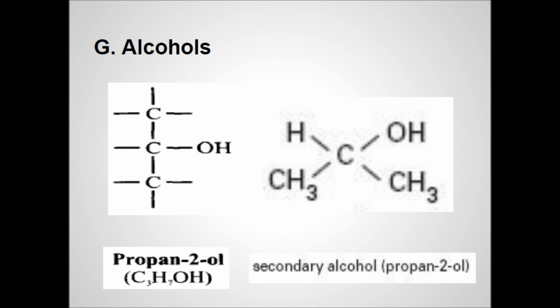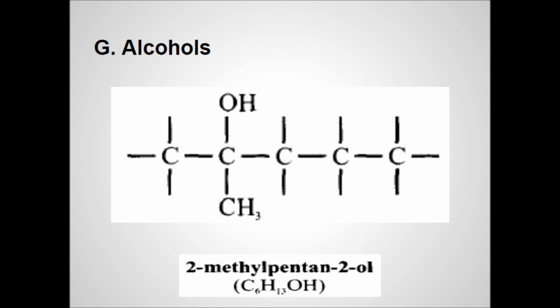Now try to name these. For the first one, there are 3 carbons and 1 OH is bonded to the second carbon, so it is going to be propanol. For the second one, there are 3 carbons and 1 OH is bonded to the second carbon, so it is going to be propanol. Now try this one. There are 5 carbons and 1 OH connected to the second one. There is also one methyl bonded to the second carbon. So it is going to be 2-methylpentanol.